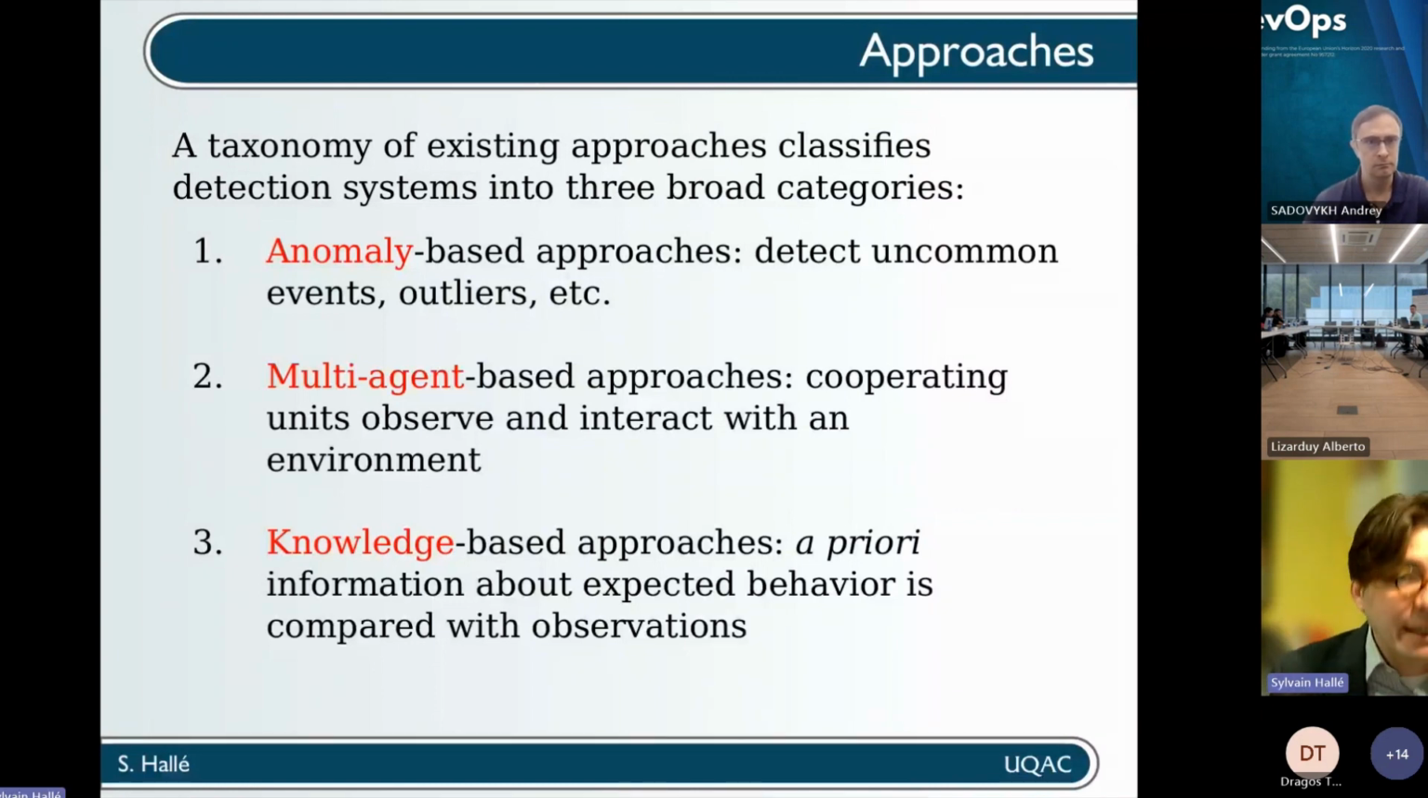In this paper, we are interested in this third category. We will consider knowledge-based approaches, and in particular, pattern-based approaches, where the abnormal execution of a system is represented in the form of patterns of events. If you observe an occurrence of this pattern of events, then you conclude that there is an intrusion, or there's an attack, or there's at least something that needs to be looked at in the execution of the system.